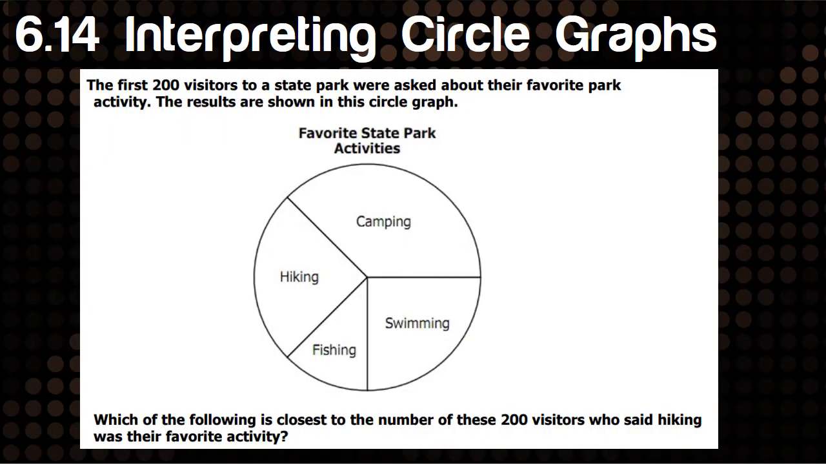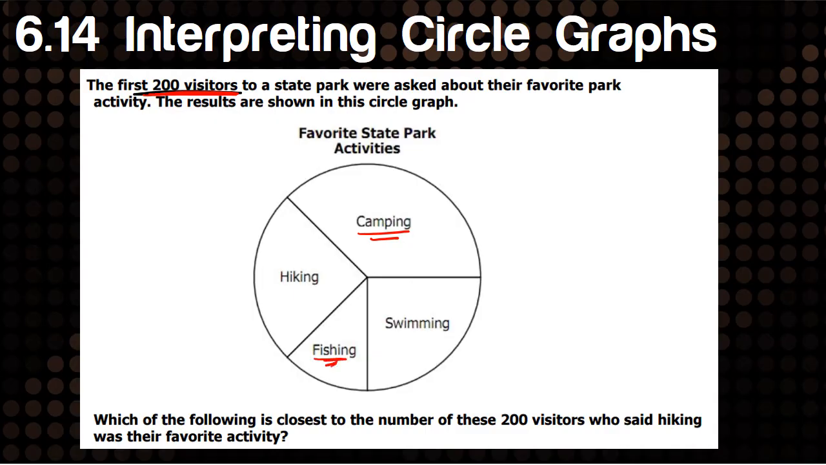Now we're going to cover some different types of problems using circle graphs. We're given some key information here, so make sure you read all the parts that we're looking for. We're going to highlight and underline 200 visitors to the state park who were asked about their favorite park activity. The results are shown in the circle graph. So we have different things. Camping obviously received the most votes. Fishing received the least votes.